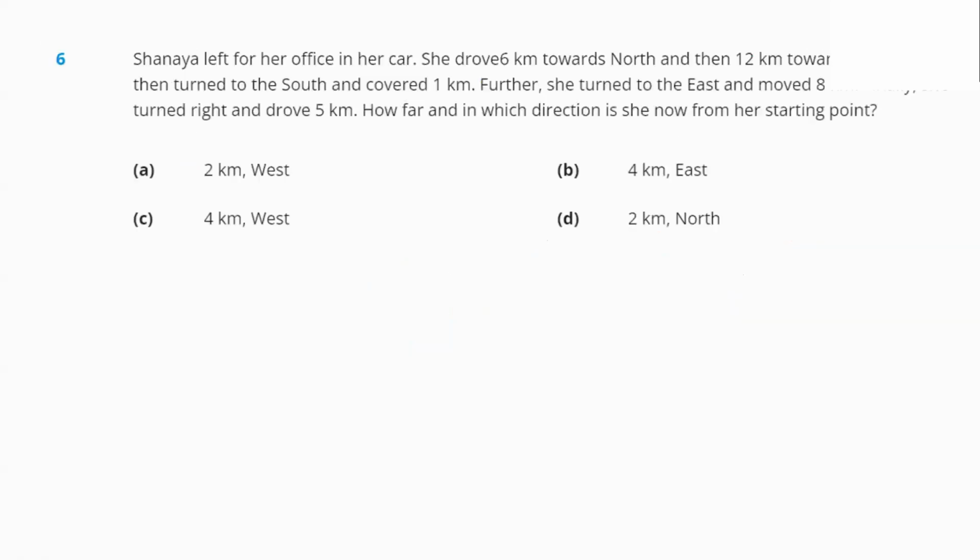Moving on to the next question. Shania left her office in her car. She drove 6 kilometers towards north and then 12 kilometers towards west. She then turns to south and covers 1 kilometer. Further, she turns to east and moves 8 kilometers. Finally, she turns right and drives 5 kilometers. How far and in which direction is she now from the starting point? Let's draw Shania here. She first drives to the north.